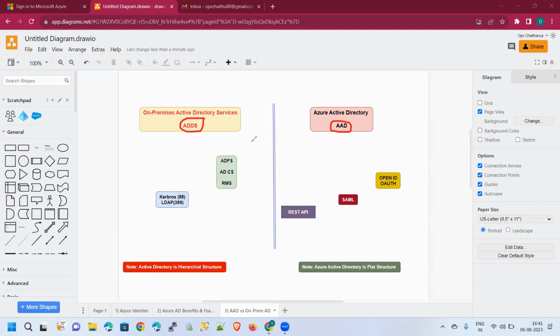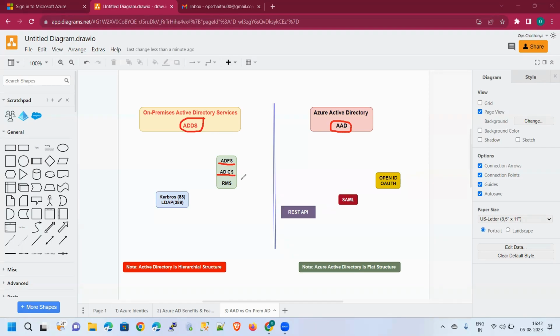ADDS is your on-premises directory service. In your on-premises environment, you would be able to create users, groups, computers, and group policies with the help of a service called Active Directory Federation Services. With this service, you are going to create users, group policies, and all the stuff. If you would like to create certificates, we will go ahead with the service called Active Directory Certificate Services. With this service, you are going to create certificates and all the stuff.